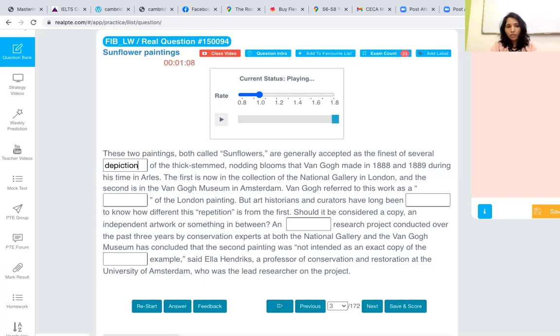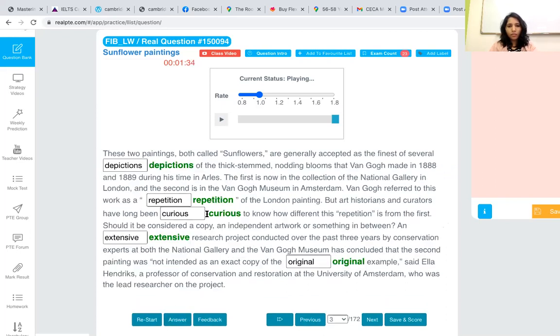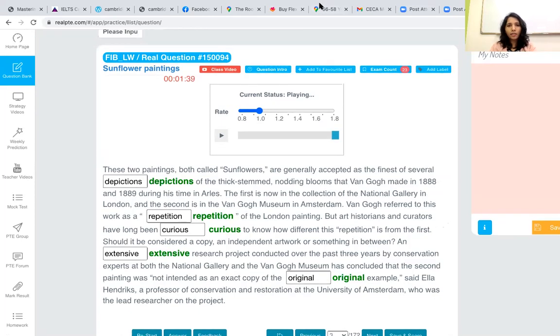Okay, so what was the first word? It was depictions, I think. The next one is repetition. The next one was curious, I think. And the next one was extensive, original. Okay, now proofread your words, then look at your answer. That's 1, 2, 3, 4, 5 points for writing and 5 points to listening. That's how you solve this question type. Now we'll go on to the next question type of listening.